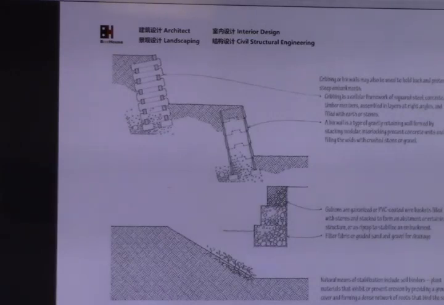The third commonly used way is a retaining wall. Because we use a retaining wall, we can change the slope profile step by step. This is why we use the retaining wall.